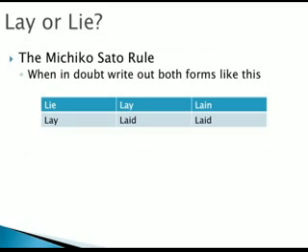It's called the Mitcho-Sato rule. Create a table with 3 columns and 2 rows. Write down the 3 forms of lie in the first row: lie present, lay past, lain past participle. In the second row, write the 3 forms of lay: lay present, laid past, and laid past participle.